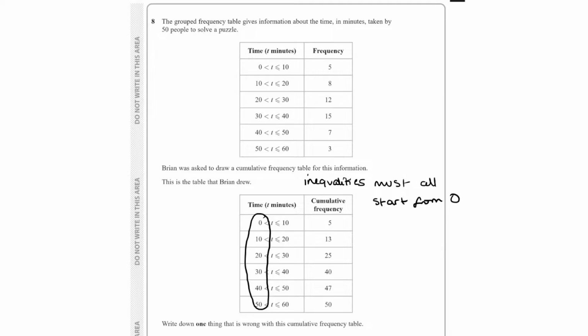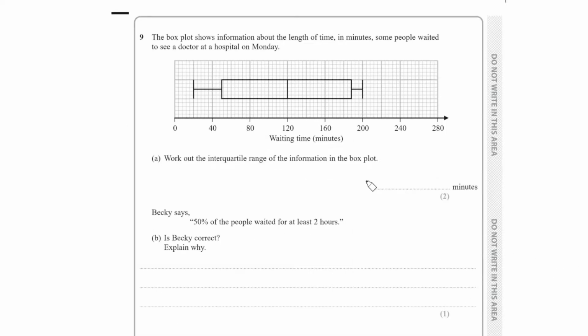You can say that all inequalities should start from 0, which is what I was saying. You could just say should start with 0. They would still allow that, even though you've not referred to what you were actually talking about. You can't just say that something is wrong. You have to obviously say what is wrong. That's the thing. So yeah, that one's okay.